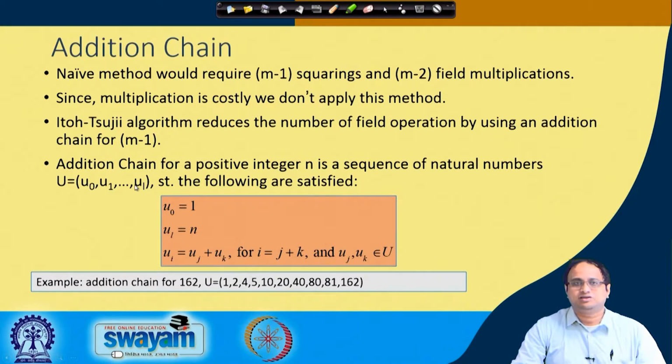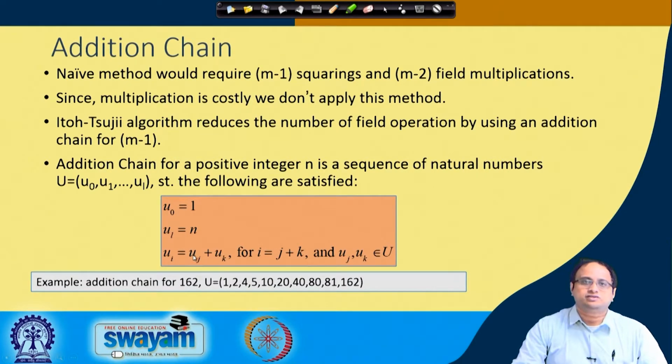But there is a restriction. The restriction is that any element in this addition chain should be obtained by the sum of previous two numbers. That means, for example, if there is ui, then ui should be expressible as a sum of uj plus uk, that is, as a sum of two earlier numbers, such that uj and uk both belong to this addition chain. So, I should be able to express ui as the sum of uj plus uk.